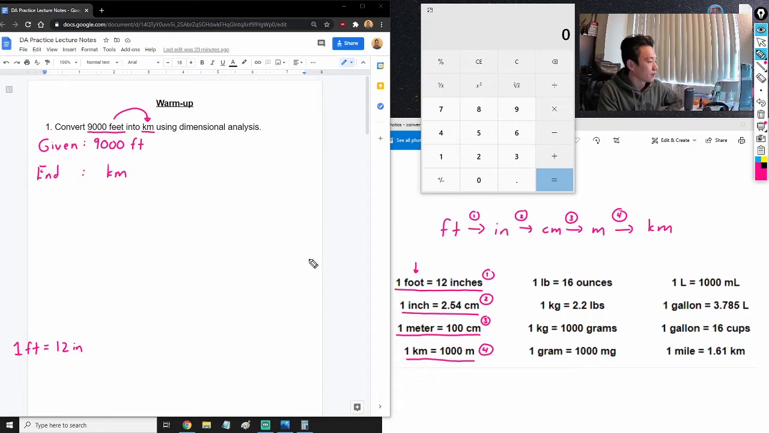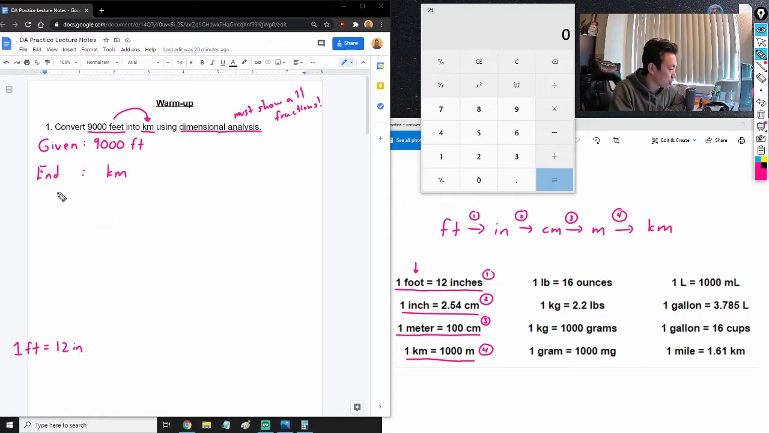Okay. Alright, so just to let you guys know, whenever I ask you to use dimensional analysis, that means you must show all your fractions, okay, in order to get credit. Okay, if you just give me the final answer, it'll be incorrect. You have to give me all the fractions, because the point of this is for you guys to know how to do dimensional analysis. So let's go through it.